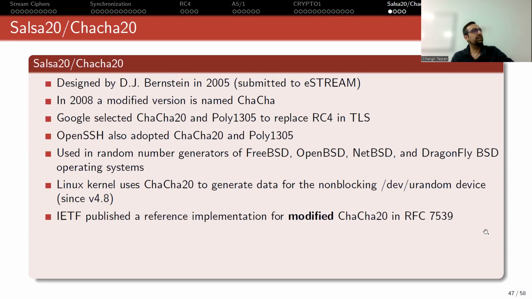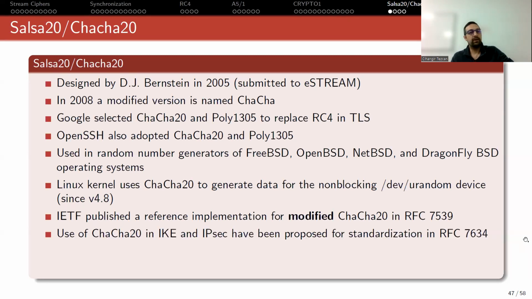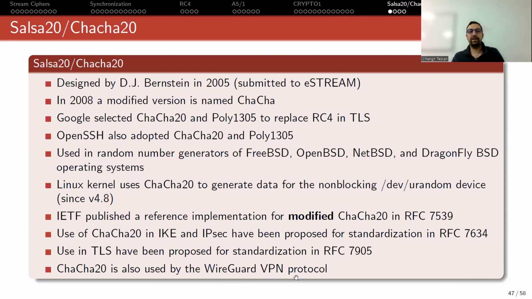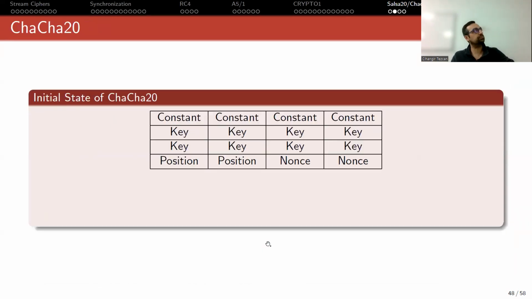The IETF published a reference implementation in RFC 7539, and the use of ChaCha20 in the Internet Key Exchange and IPsec protocols has been proposed for standardization in RFC 7634. Its use in TLS has been proposed for standardization in RFC 7905. ChaCha is also used by the WireGuard VPN protocol. As you can see, all of a sudden it became very famous, and it is included in TLS 1.3.